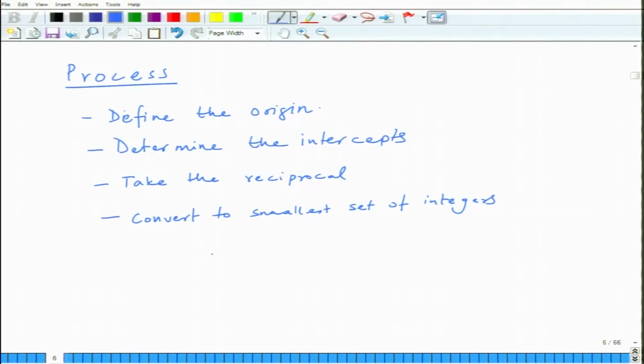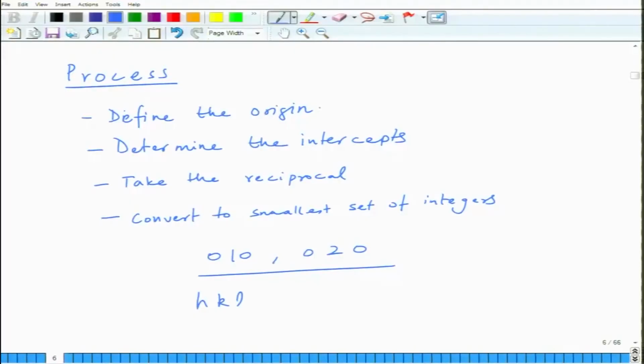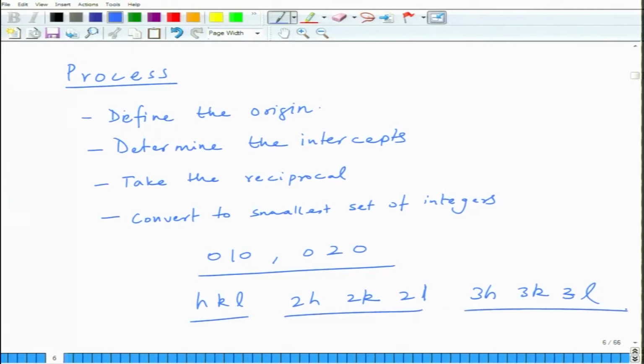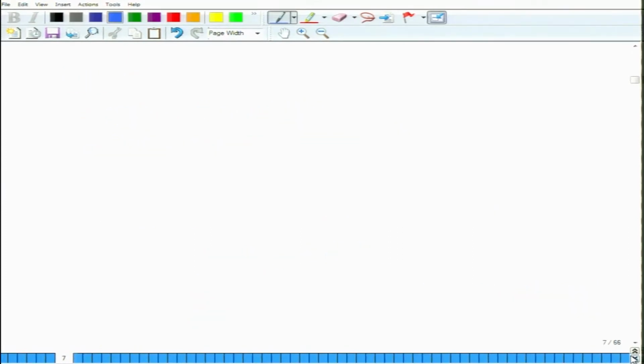Because if you look at 0 1 0 for example and 0 2 0, these are nothing but parallel planes. One is at the half spacing of the unit cell, another is at the full spacing of the unit cell. So hkl and 2h 2k 2l, 3h 3k 3l are basically the same set of planes. They are parallel to each other, it is just that the spacing between them is different. So this is how you determine the planes.